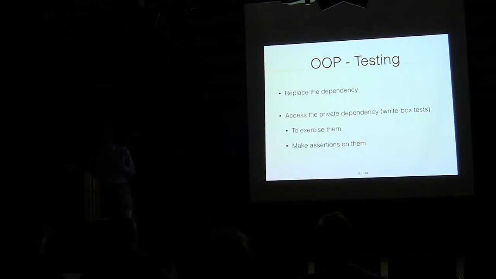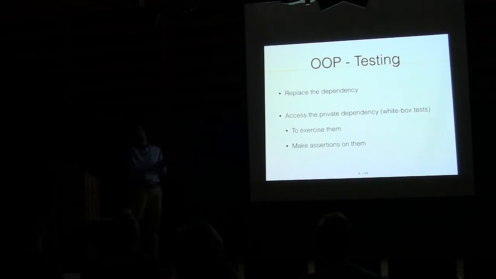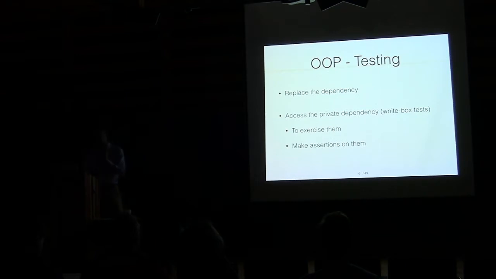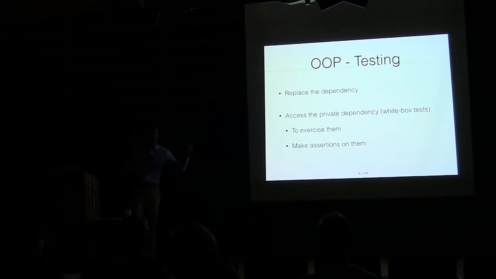So to test object-oriented code, we need to replace these heavy dependencies. Also, regarding white box testing, we need to do white box testing. And in that case, we need to access these internal states in order to exercise the test, so to set up the test and to make assertions on these internal states.